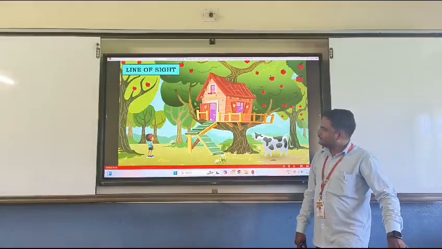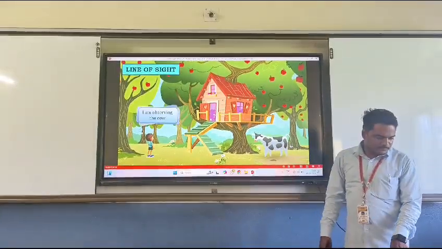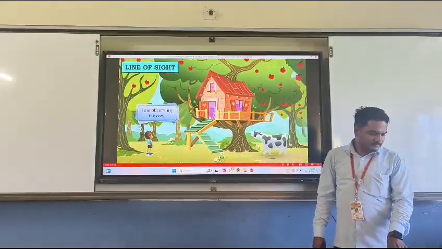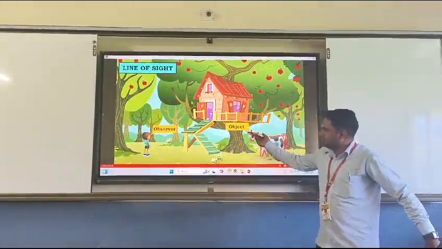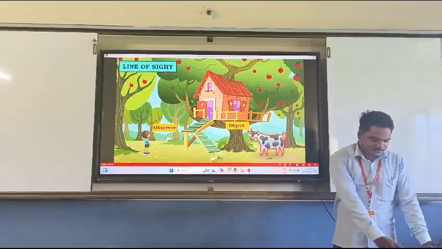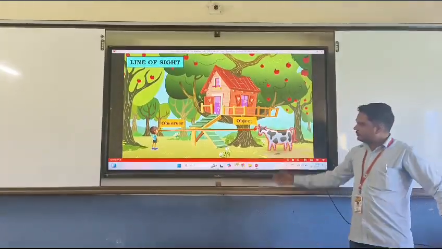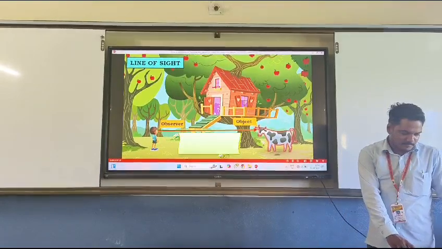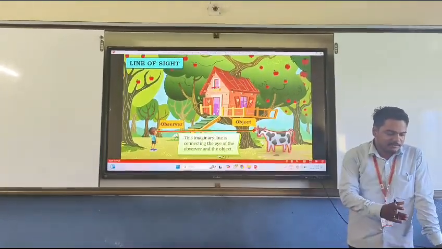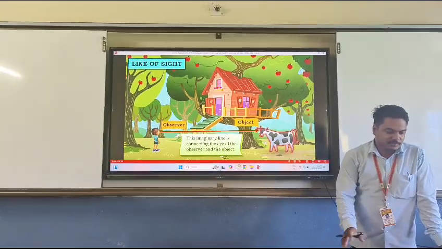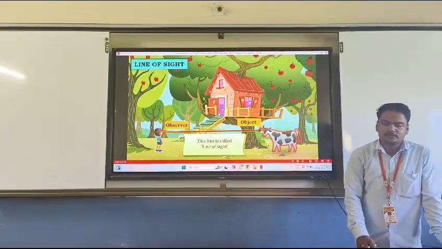Look at here. A boy is standing in front of the house, and here one is the observer and another one is the object. The boy is looking at the cow. This imaginary line connecting the eye of the observer and the object is known as the line of sight.